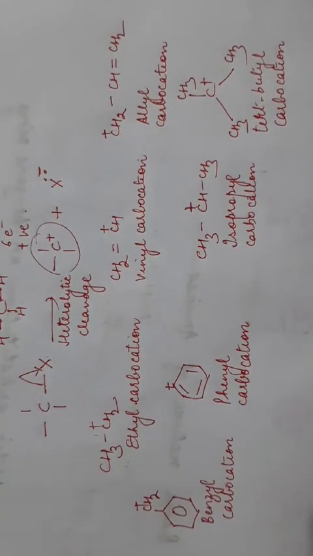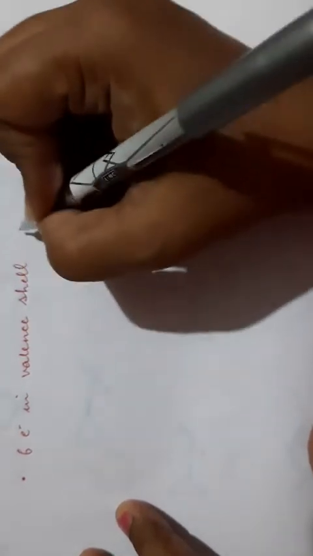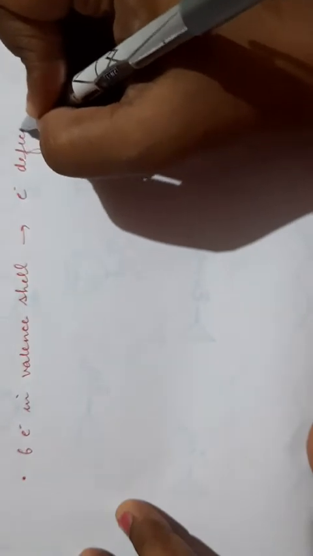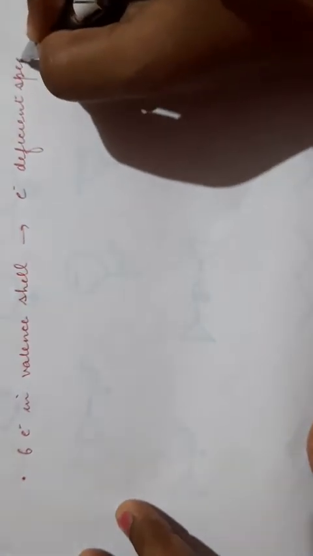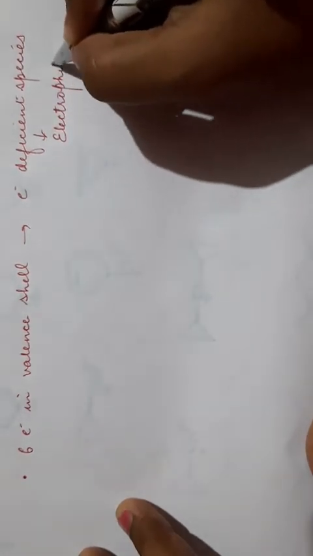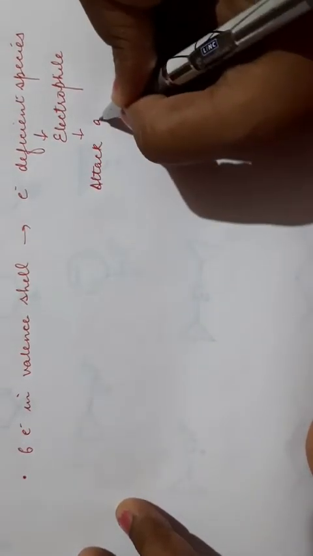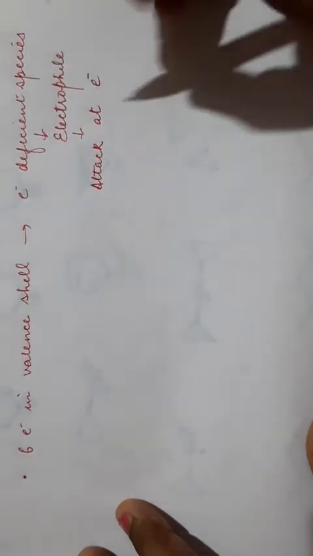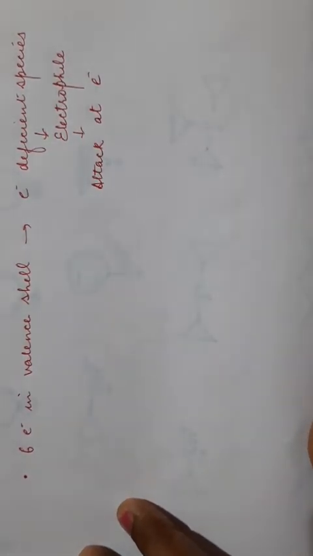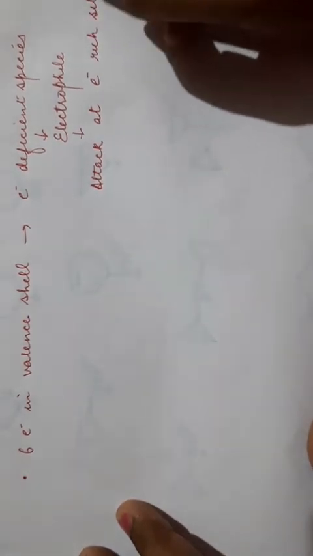Now we will look at the characteristics of carbocations. You have seen carbocations have 6 electrons in the valence shell. Due to 6 electrons in the valence shell, they are electron deficient species, so they will act as electrophiles. Since they act as electrophiles, they attack at an electron rich center. An electrophile is electron deficient, so it will go where it will find electrons, so it will attack at the electron rich site. Clear?